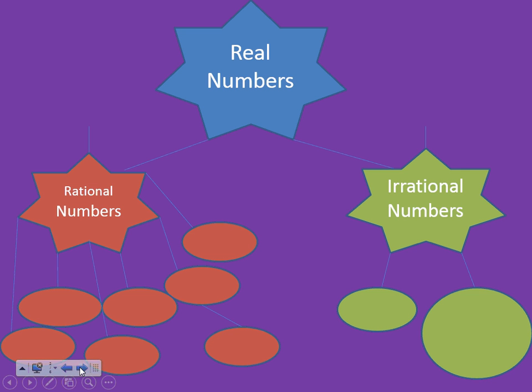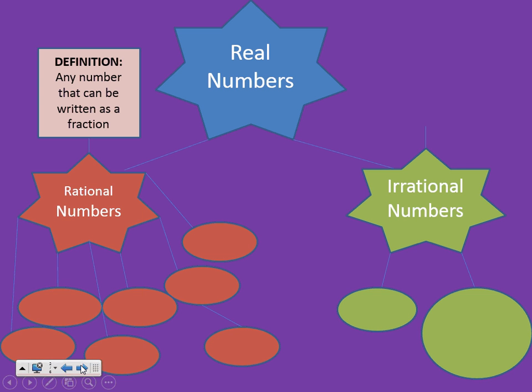Now, here's the thing. What is the common denominator of this rational family? Okay? And here it is. It's the fact that you can take it and write it as a fraction. That's the definition of rational. Any number that you can take and write as a fraction is a rational number. Okay? And you may need to fill that in up in your box. So let's talk about that.